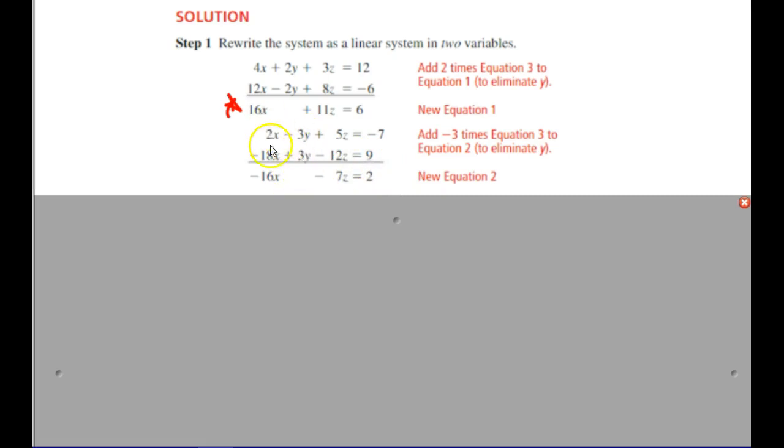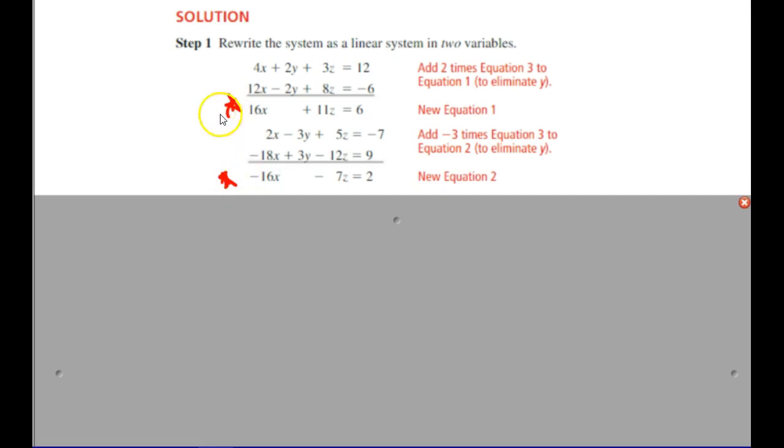Now I'm going to add these two equations together. I have 2x minus 18x, which gives me a negative 16x. My y's, again, go away. And then I can deal with my z's. So I've got 5 minus 12 gives me a negative 7. Negative 7 plus 9 gives me 2. So now here's my new equation number 2, the second one that I'm going to use.